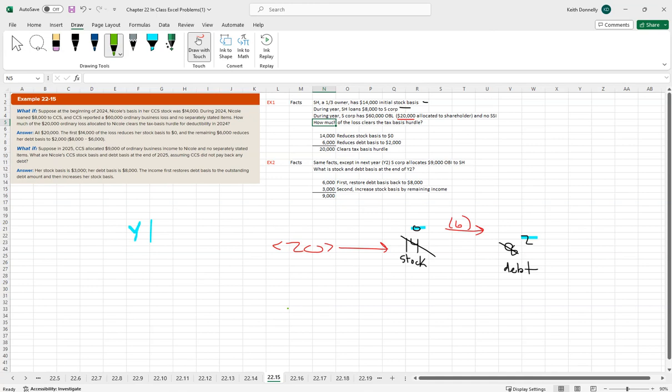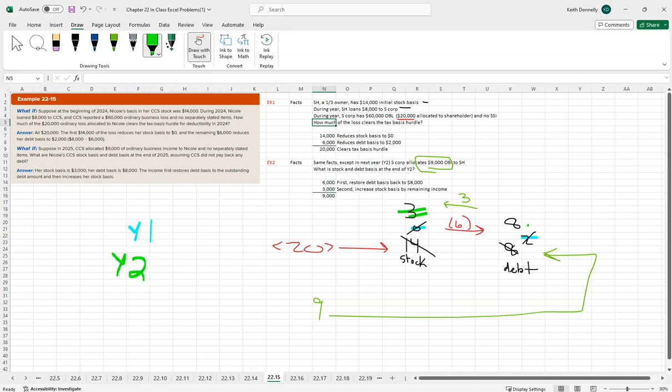I'll just make that blue for end of year 1. Now let's say in year 2, it looks like there was $9,000 of income. First thing we've got to do is take our debt basis and restore that first. So it's a 2, we've got to get it back up to 8. So with 9, we took it up by 6. That must mean there's 3 that carries over. So this guy is now 3. At the end of year 2, our ending stock and debt basis will be 3 and 8 respectively.